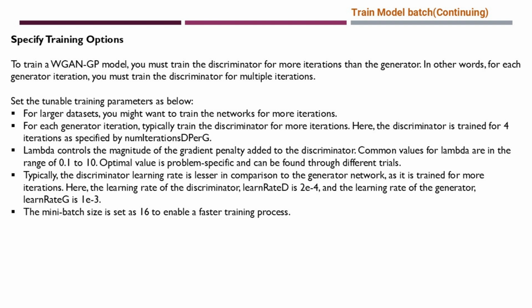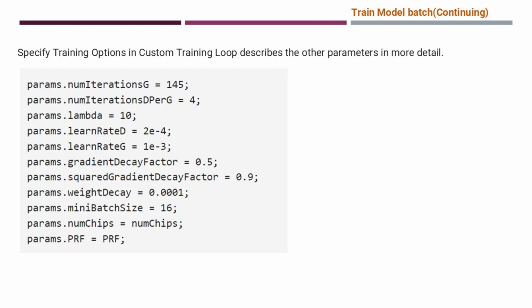Typically, the discriminator learning rate is lesser in comparison to the generator network, as it is trained for more iterations. Here, the learning rate of the discriminator, learn rate d, is 2 times 10 to the power of -4, and the learning rate of the generator, learn rate g, is 1e-3. The mini-batch size is set as 16 to enable a faster training process. Specify training options in custom training loop describes the other parameters in more detail.